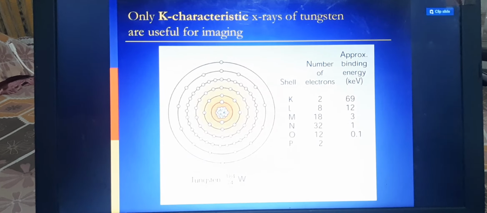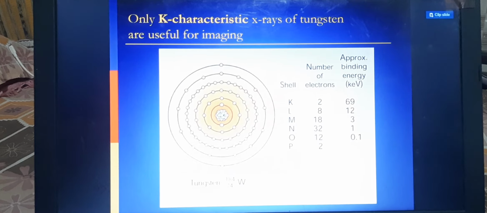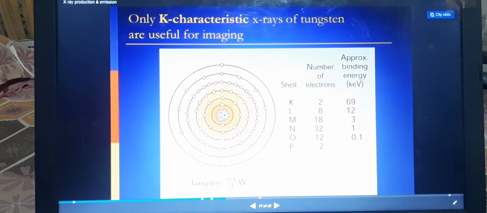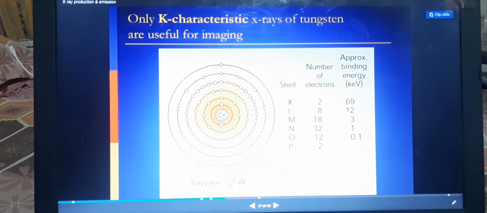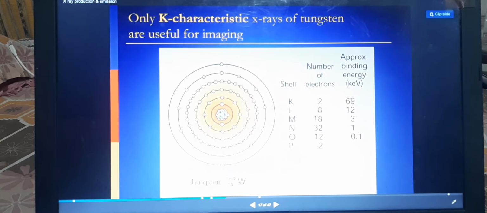Coming to the next point. Of the characteristic X-rays of tungsten, only K-shell emission is useful for imaging, not the other shells' electron emission, because only the K-shell electron has sufficient binding energy that is useful for diagnostic imaging. As you see in the table in the diagram, the rest of the shells show less binding energy.